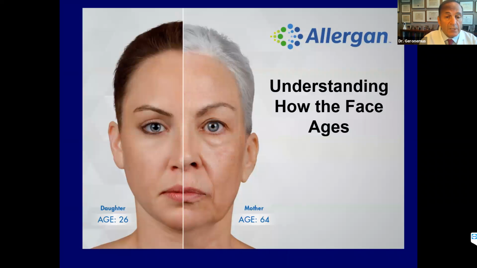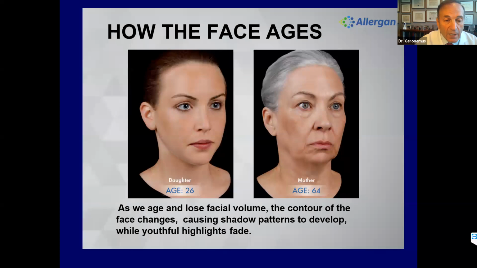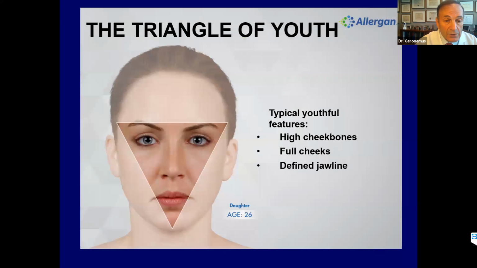And if you see the split screen here, you can see the daughter at age 26 on one side and the mother at age 64 on the other. So what's happening here over time? As you age, you lose facial volume, the contour of your face changes, and you see shadow patterns beginning to develop while youthful highlights and skin tone begin to change.